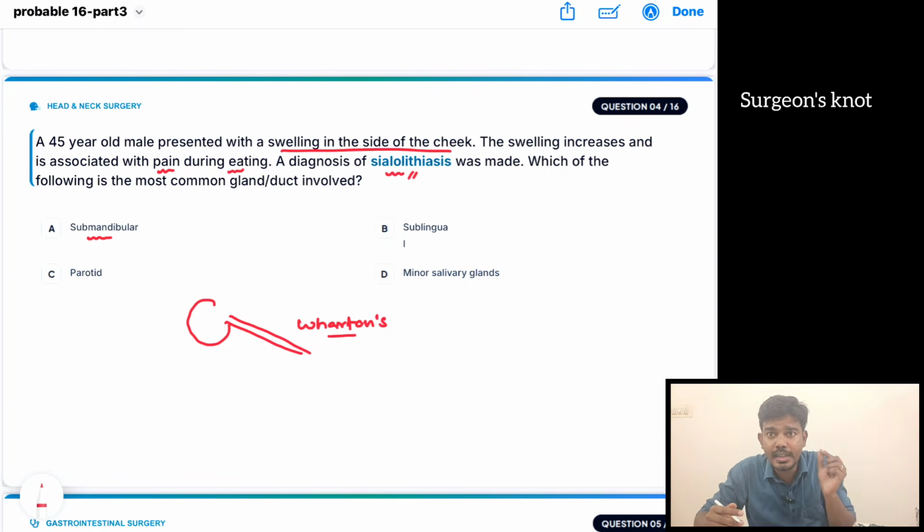Okay, which is the name of the duct of the parotid gland? Parotid gland duct ஓட பேரு anatomy la கேட்பாங்க: Stenson's duct.